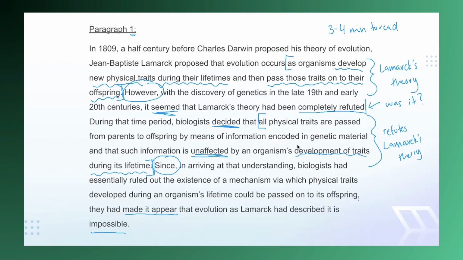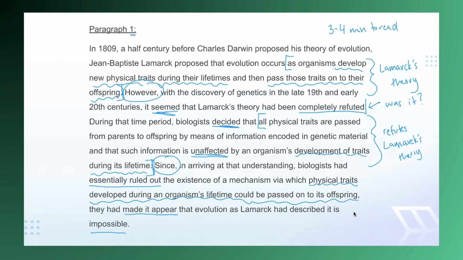Now, we may also have noticed this language. "Physical traits developed during an organism's lifetime could be passed on to its offspring," which again, we might be going, hey, that's Lamarck's theory. And then we might see "biologists had essentially ruled out a mechanism for it." So again, we're getting that idea that Lamarck's theory is impossible, is refuted. None of this is new. So all of this supports one idea, which is that Lamarck's theory seems to have been proven wrong. And honestly, that works as a pretty good summary of this paragraph.